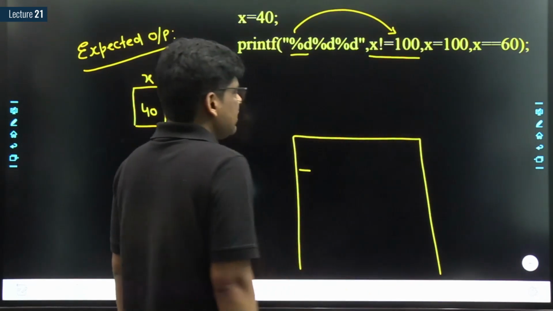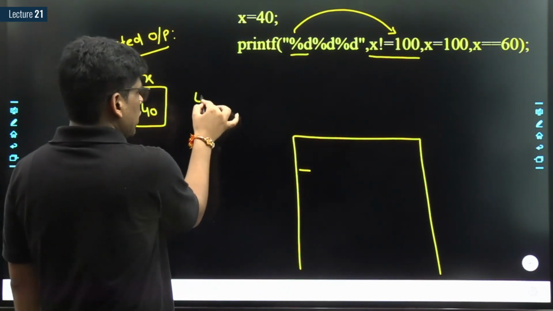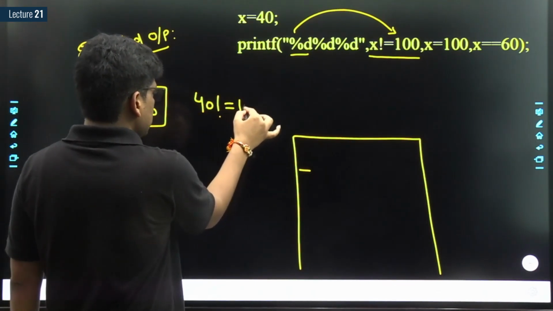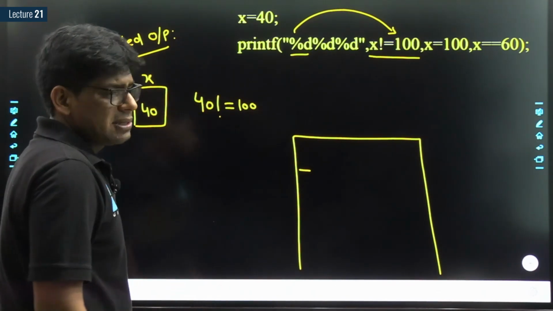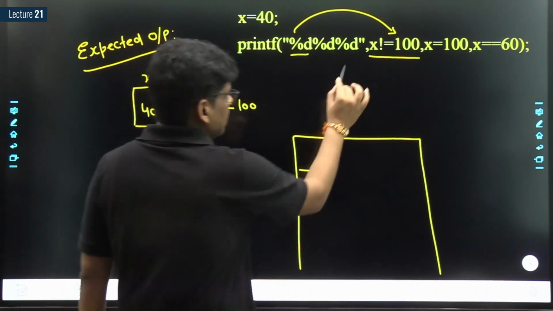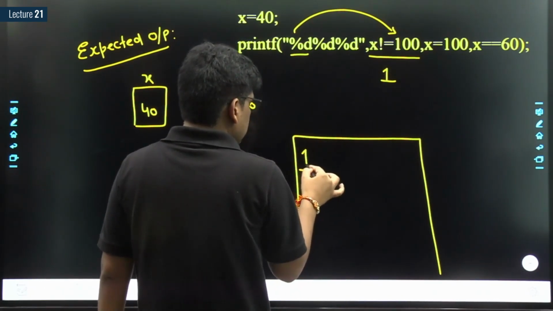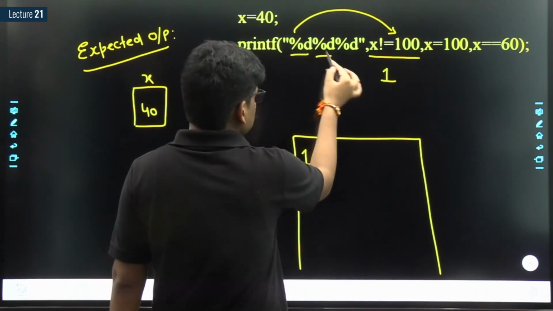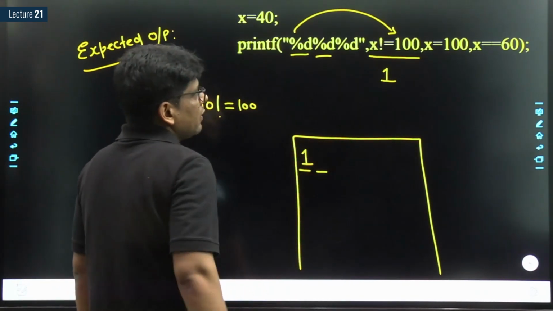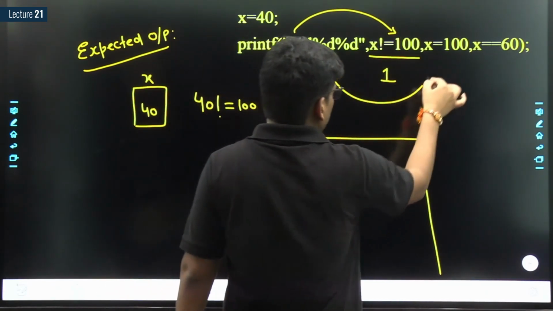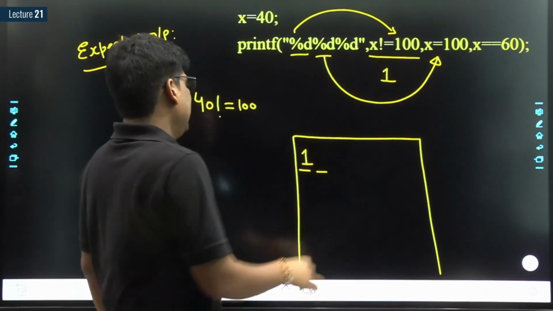Sir, x is not equal to 40. That x is not equal to 100. So 40 not is equal to 100. Is it true? Yes, sir, it is true. That is why, if it is true, it must be replaced by 1. Okay. Then again a %d. Cursor is here. This %d corresponds to this. Sir, this is an assignment statement.